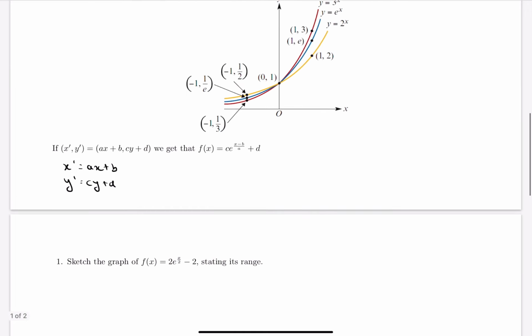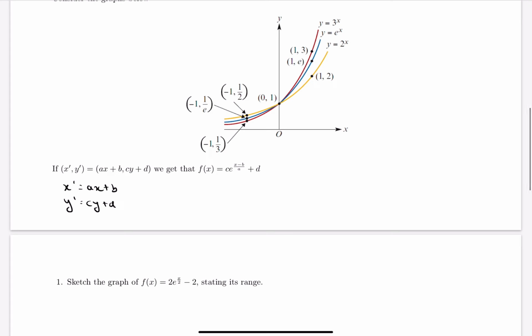So the key features, before I go in and sketch that graph, is that it has a horizontal asymptote at y equals d. So that is completely dependent on its vertical translation. The other thing that I want to talk about is shape really quickly. Again, this is hopefully just a recap because you guys would have seen this before.